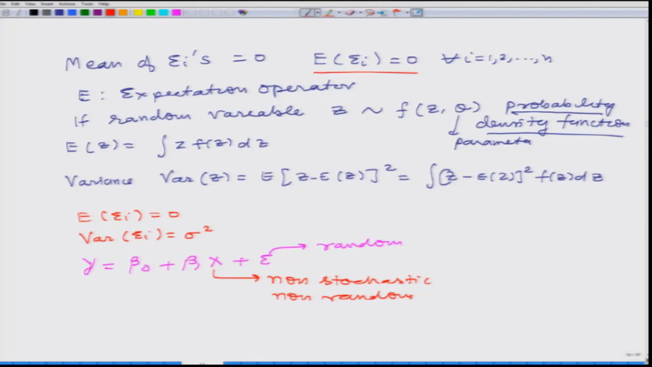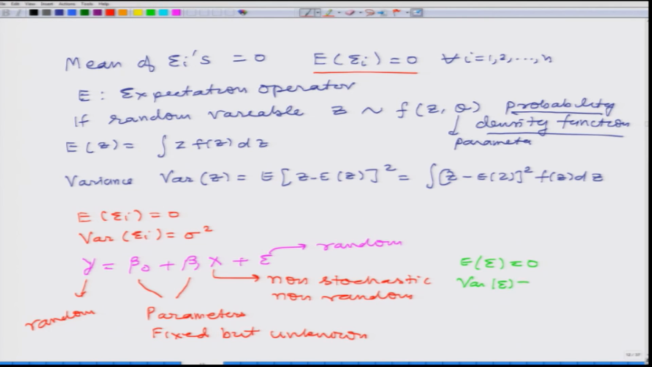Similarly, on the same concept, I also assume that beta 0 and beta 1 are my parameters, and they are fixed but unknown. Right. In some cases beta 0 and beta 1 can also be random, but we are not going to consider those situations in this course. Okay. So, since epsilon is random, and beta 0, beta 1 and x are not random, y also becomes random. We also have assumed that the expected value of epsilon is 0 and the variance of epsilon is sigma square.